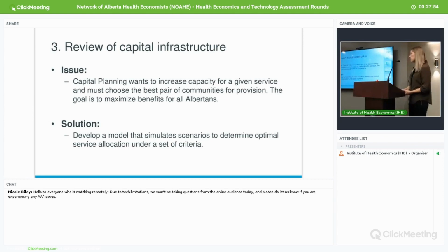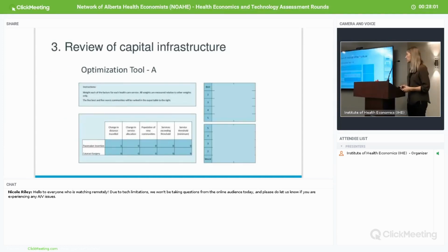So we developed a model that simulates scenarios to determine the optimal service allocation under a set of criteria that decision makers also have to make explicit. We actually made 2 versions of this tool because there are 2 lenses from which they might approach the problem. Here we have a type of service, for example, pacemaker insertion.